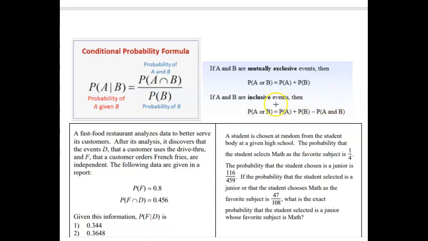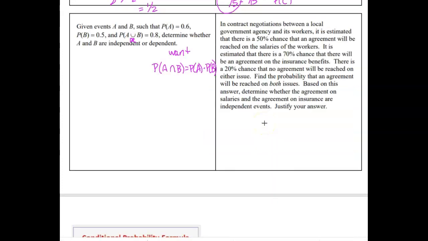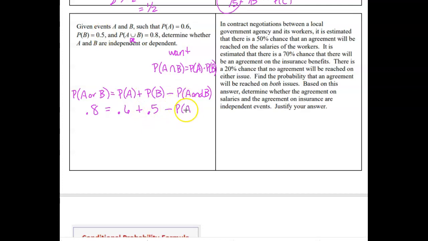Okay, so I'm going to go down here. So we know that P of A or B is equal to this plus that minus this. Okay, and so that's the same thing. So we need to find that. So we know that P of A or B is 0.8. We know A is 0.6, B is 0.5 minus, we'll just leave this alone because that's what we want to find.